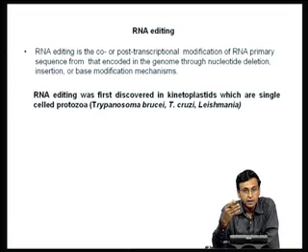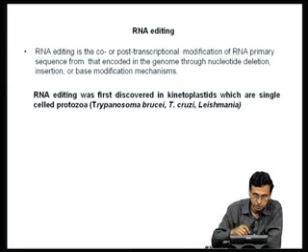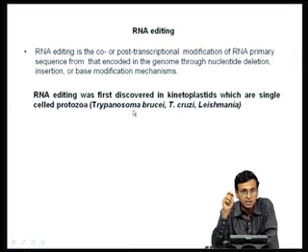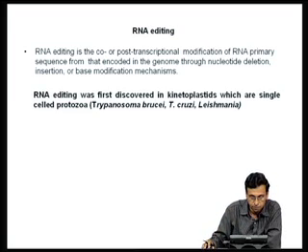In addition to that, there are also certain nucleotides which may be different between the two because of RNA editing. So let us now see how this takes place. Now this process of RNA editing was first discovered in the kinetoplastids, which are single cell protozoa, namely Trypanosoma brucei, Trypanosoma cruzi, Leishmania, and etc. So this process of RNA editing was first discovered in some of the protozoan parasites.